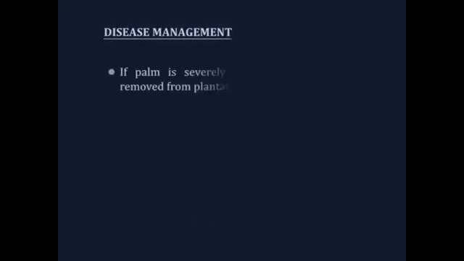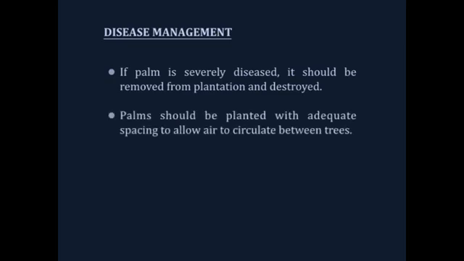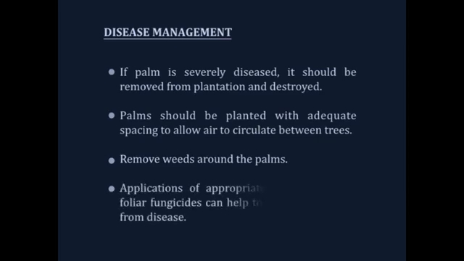Next is the management of the disease. If palm is severely diseased, it should be removed from plantation and destroyed. Palms should be planted with adequate spacing to allow air to circulate between trees. Remove weeds around the palms. Application of appropriate broad spectrum foliar fungicide can help to protect the palms from disease.